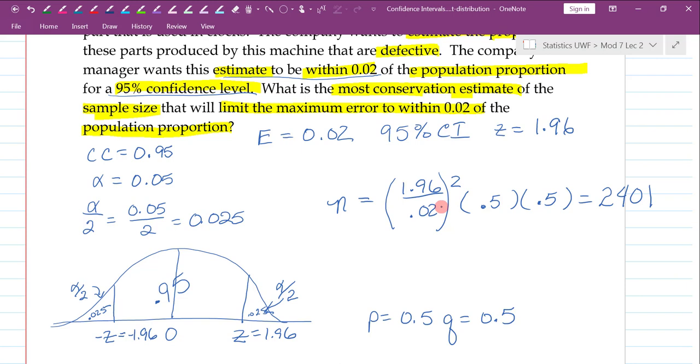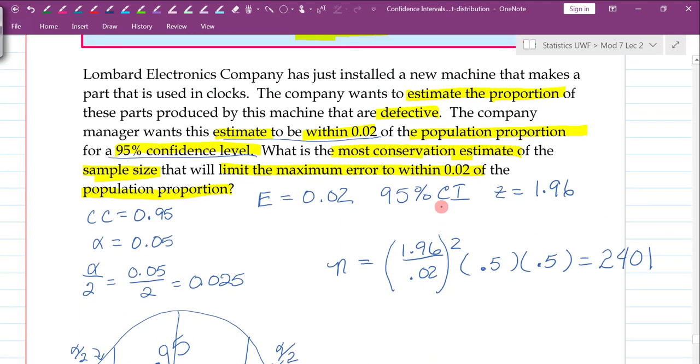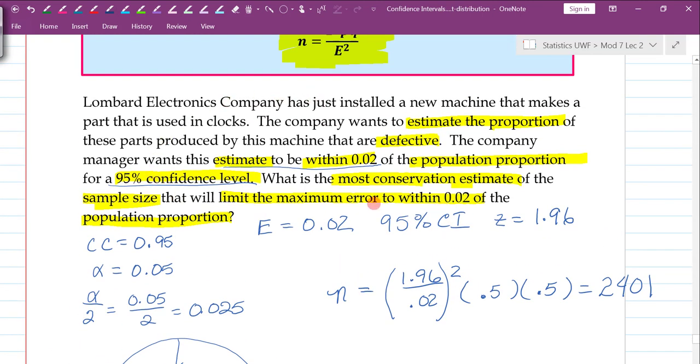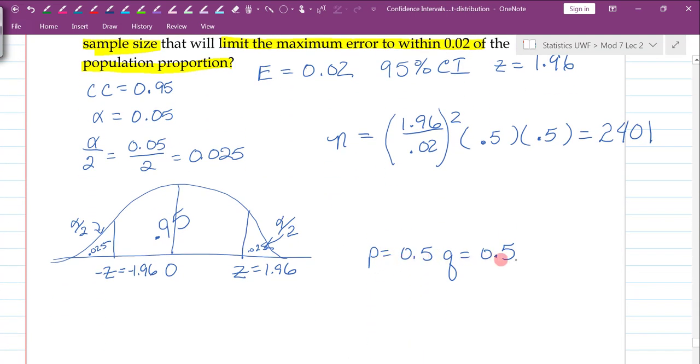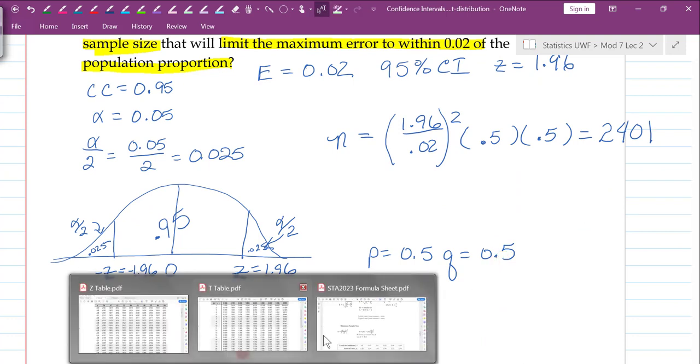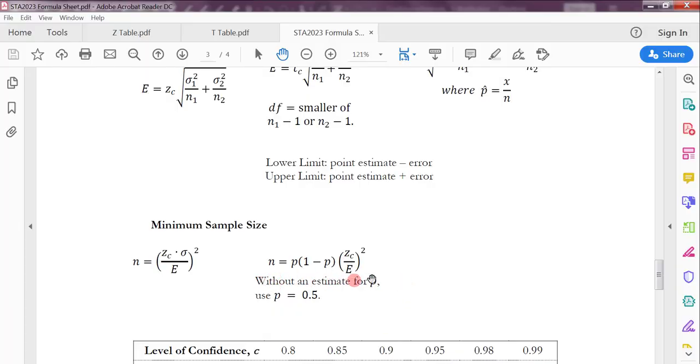Alrighty, so again, if you don't have a P and Q provided in your problem, the worst case scenario is going to be that you allow P equal to 0.5. And that is exactly what your formula sheet right here says. Right here, it says without an estimate for P, use P is equal to 0.5. So make sure that maybe you put a little note here that says no P provided, use 0.5 or something. Just make sure you know what that means, okay?